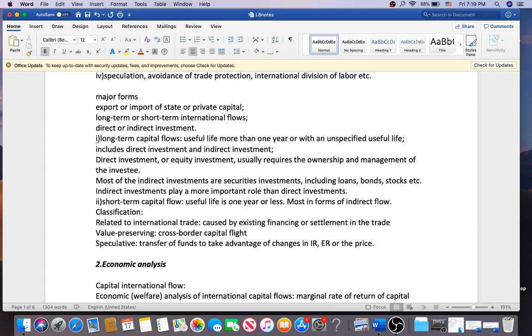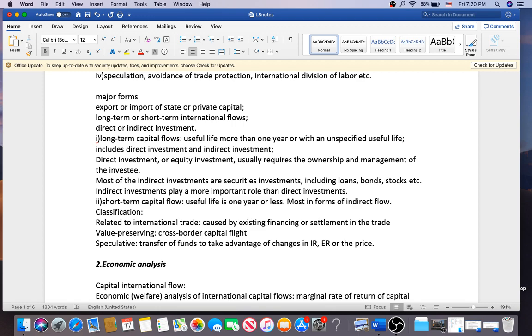Long-term capital flow refers to capital with a life of more than 1 year or with an unspecified useful life. Generally speaking, long-term capital flows include direct investment, indirect investment, etc. Direct investment is to put money into industrial and commercial enterprises and agricultural production, that is equity investment, as well as profit reinvestment, the transfer of funds of multinational companies, etc. But direct investment always requires the ownership and management of the enterprise.